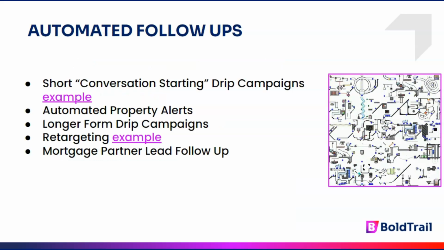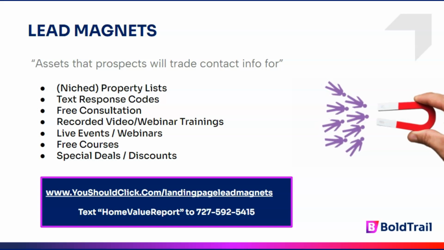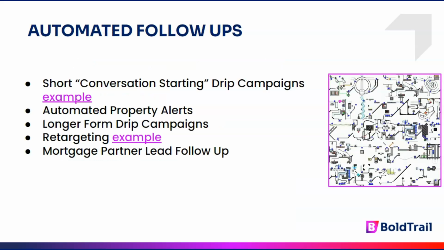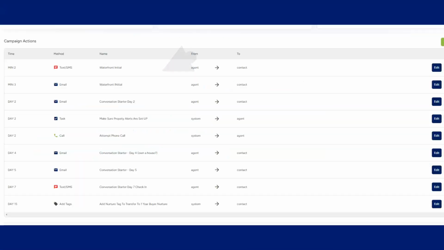The next component of RENOS is automated follow-ups. These are things that happen automatically once you've traded that contact info for your lead magnet. So you have short conversation-starting drip campaigns. Let's take a look at one of those.